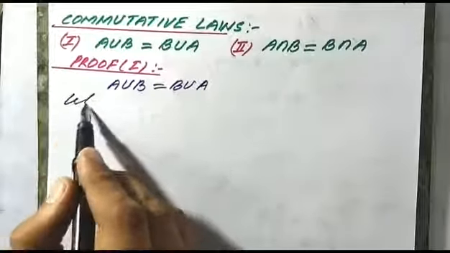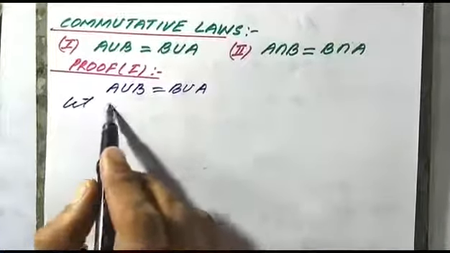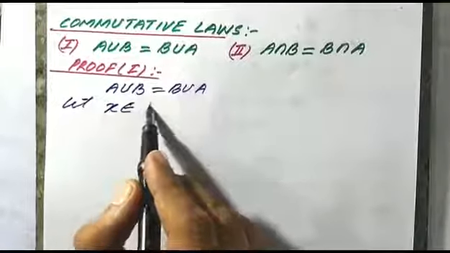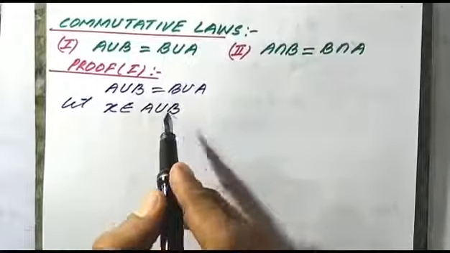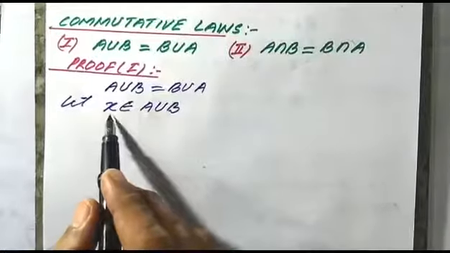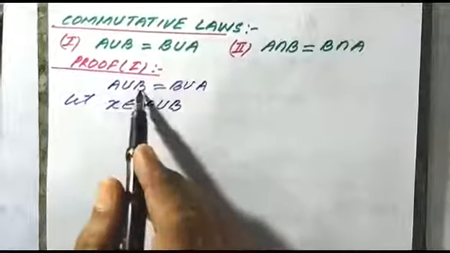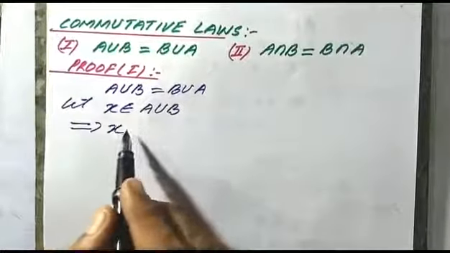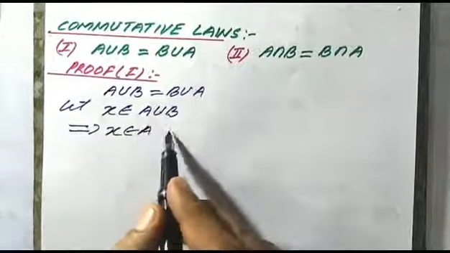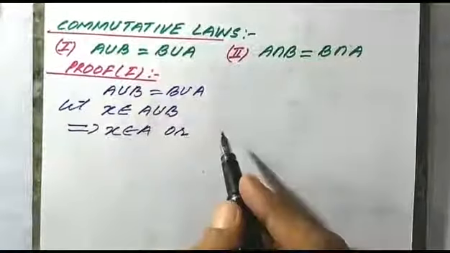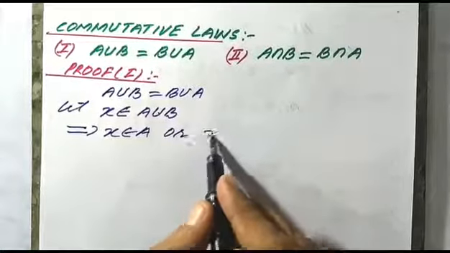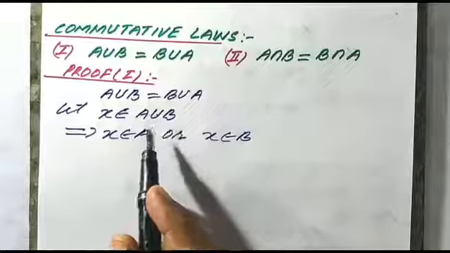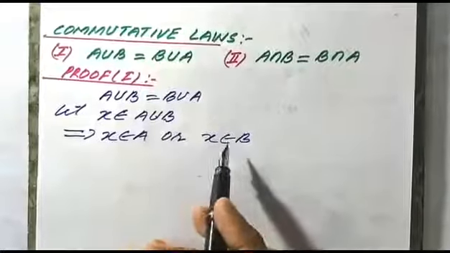To prove this law, we take an arbitrary element X which belongs to A union B. We let X belong to A union B, the left hand side, and by definition it implies that X belongs to A or, for union, we use the word or, X belongs to B. So if X belongs to A union B, then X belongs to A or X belongs to B.